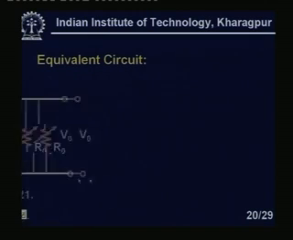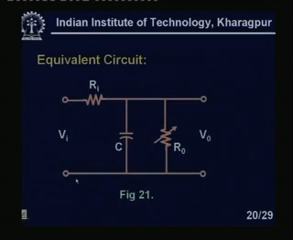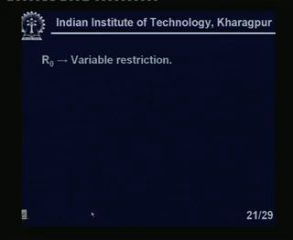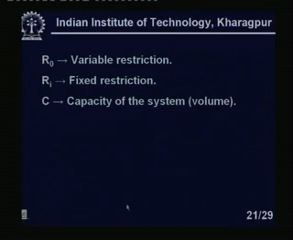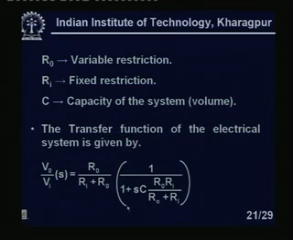So, if you draw the equivalent circuit, it is Ri in series with a parallel combination of CO and RO, which is variable. This is the input, and this is the output. RO is a variable restriction, Ri is a fixed restriction, and C is the capacity of the system, or volume. The transfer function of the electrical system is given by VO by VI equals RO upon (Ri plus RO) multiplied by 1 upon (1 plus SC·RO·Ri upon (RO plus Ri)), right.